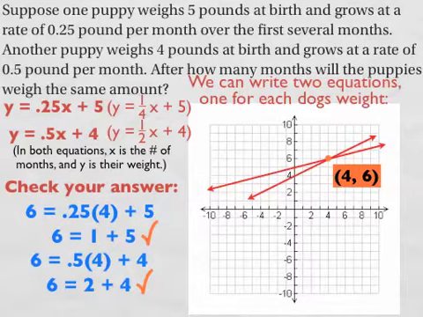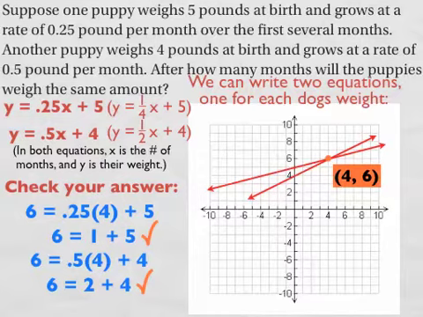Now, this 4/6 doesn't necessarily answer my question directly. It does answer my question, but I have to do something else. It says, after how many months will the puppies weigh the same amount? Well, 4/6 is my ordered pair, so which one is it? 4 months or 6 months?